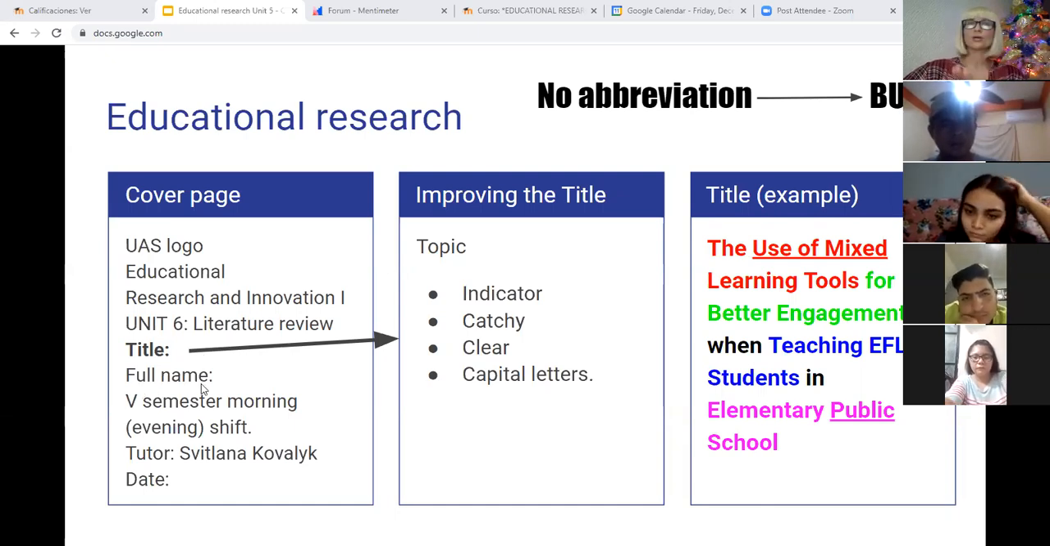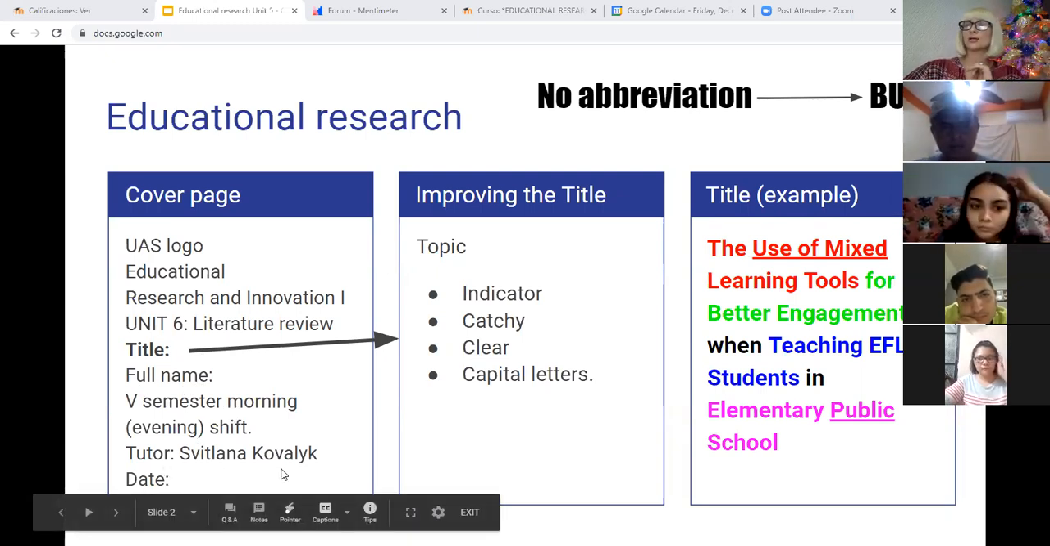Full name, this is your name. Fifth semester, morning or evening, and my name. If you still do not have it correctly, check it out. If you have it correct, Svetlana Kovalik. Sometimes you make mistakes in the spelling. I know it's difficult, but that's the actual correct name.